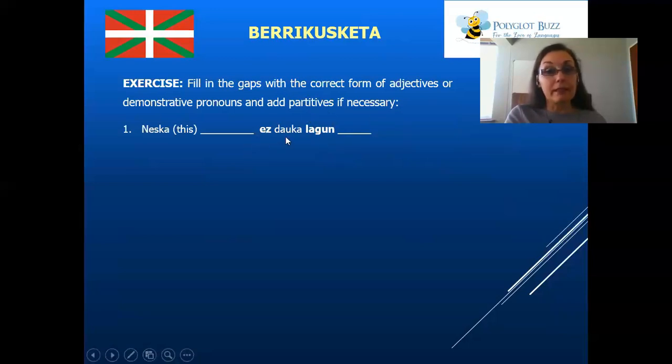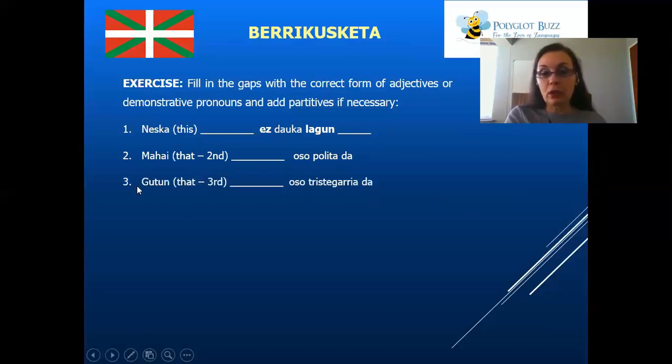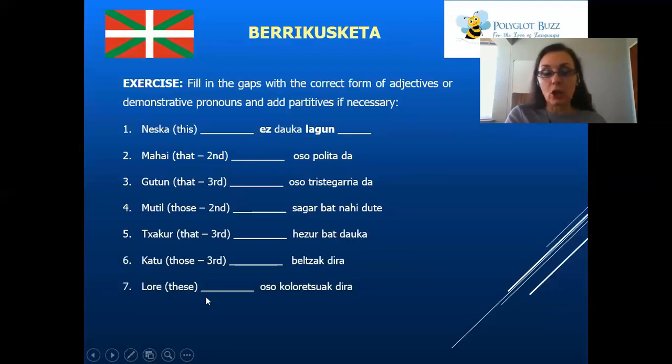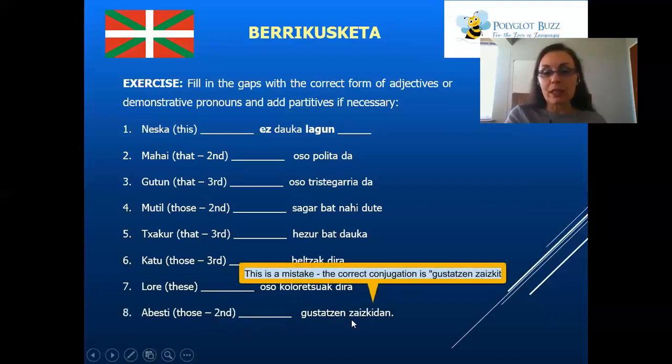Let's go. Neska ez dauka lagun, negative. Okay? So a clue. Neska, this, first position. Mahai, that, second position, oso polita da. Gutun, that, third position, oso tristegarria da. Mutil, those, second position, sagar bat nahi dute. Txakur, that, third position, hezur bat dauka. Katu, those, third position, beltzak dira. Lore, these, so that's close, first position, obviously. Oso koloretsuak dira. Abesti, those, gustatzen zaizkidan.